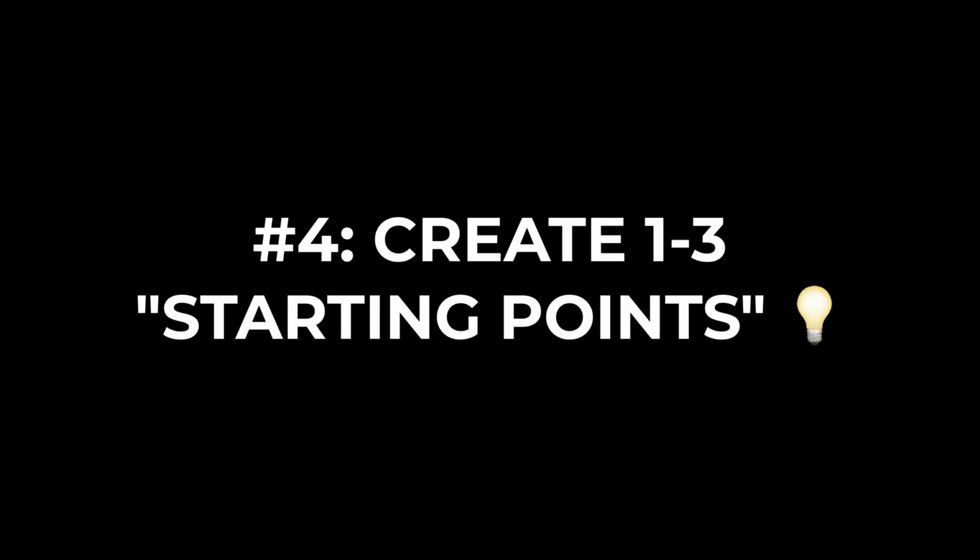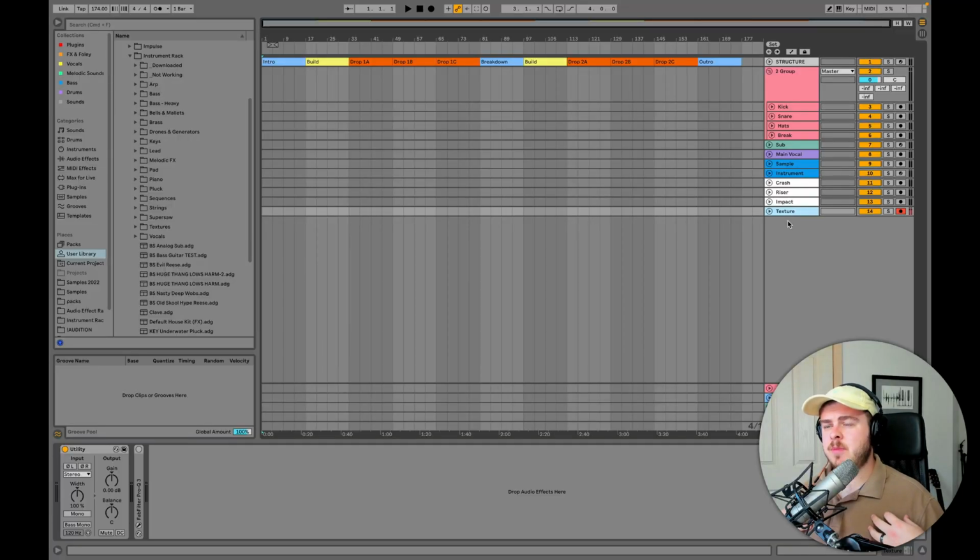So number 4 here is to create 1 to 3 starting points. Imagine you're in a traditional musical recording studio. You're probably going to have a few instrument stations set up around the room that you can go to in order to start jamming out a song idea on. We want to recreate that environment in our DAW. Now, I personally don't like to do this too much because I've used it in the past and for me it personally doesn't work, but it may work well for you.